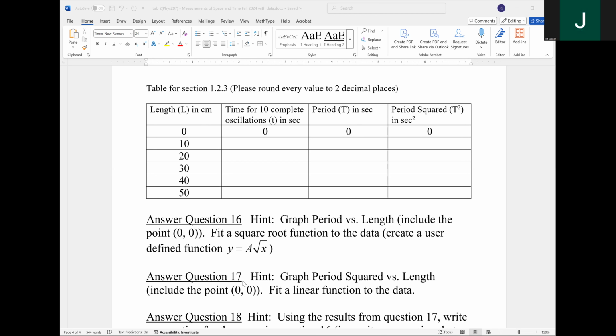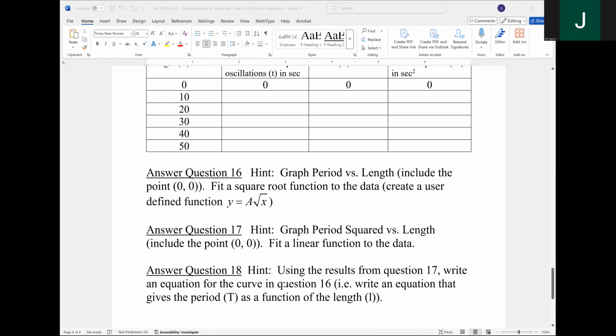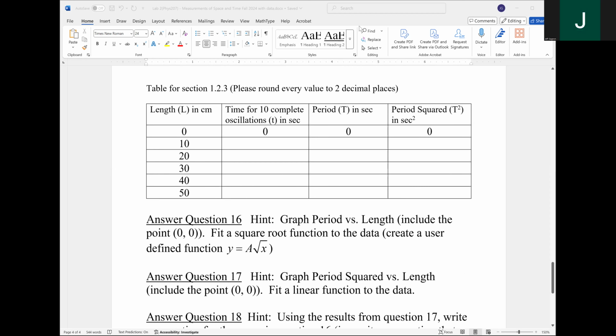Then question 17 is you're going to plot period squared, so this last column, versus length, right? So again, period squared is on the y and length is on the x. And then finally, question 18 wants you to come up with an equation that gives the period as a function of the length. I'll explain this on the iPad in a minute, like how you can come up with this equation.